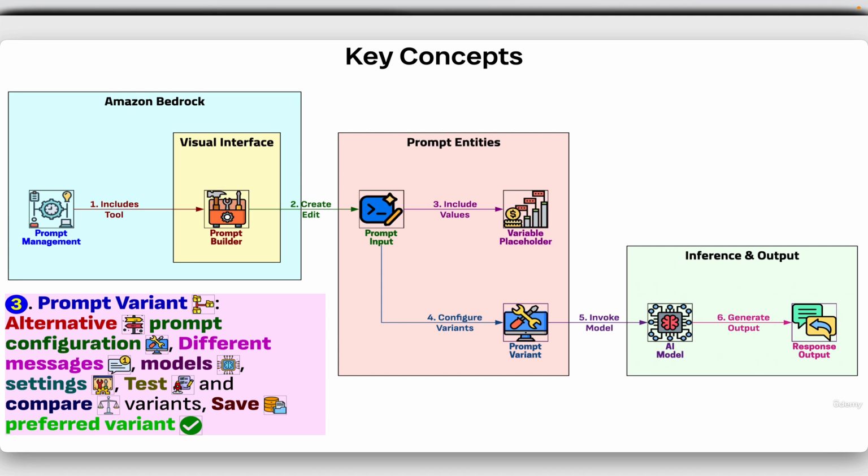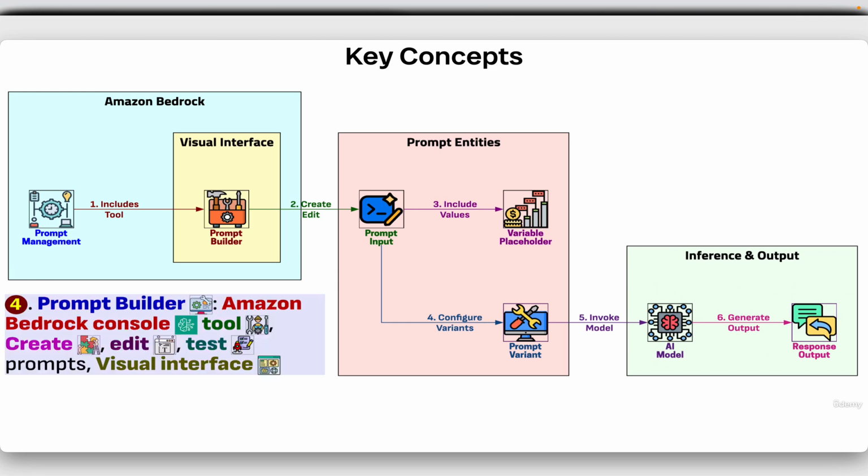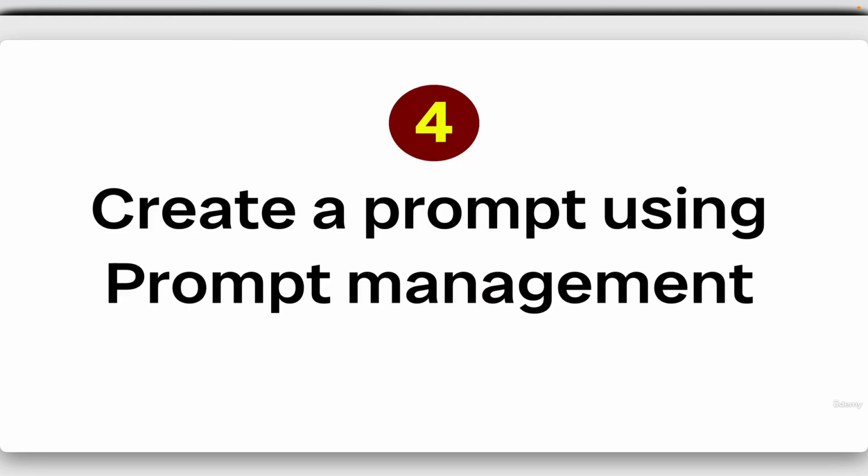Next one is prompt variant, an alternative configuration of the prompt, including its message or the model or inference configurations used. You can create different variants of a prompt, test them, and save the variant that you want to keep. Next key concept is a prompt builder, which is a tool in the Amazon Bedrock console that lets you create, edit, and test prompts and their variants in a visual interface.